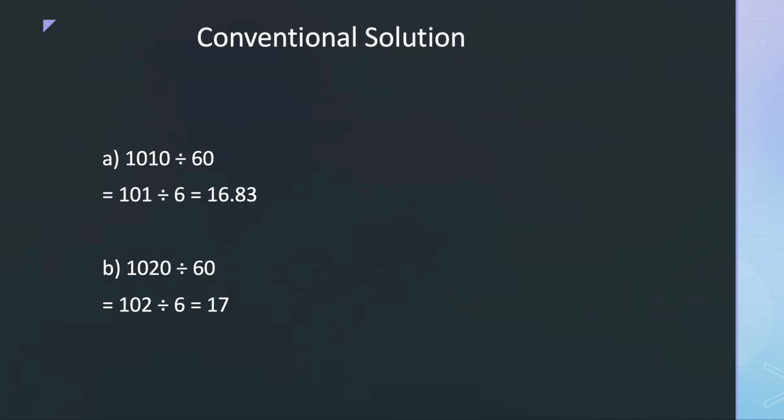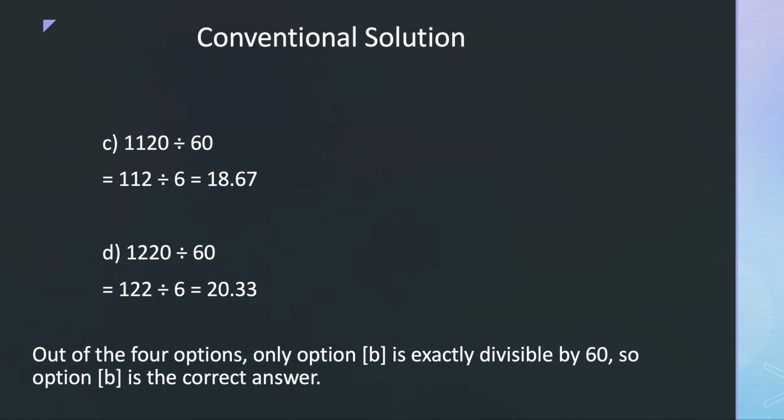So take the modified options, 1010 divided by 60. Just cancel out the zeros. 101 divided by 6 is 16.83. Similarly, 1020 divided by 60 will be 102 divided by 6, which is 17. This is a whole number. Option C, 1120 divided by 60, which will be 112 divided by 6, which is 18.67. The next one is 1220 divided by 60, which is 122 divided by 6, which is 20.33.